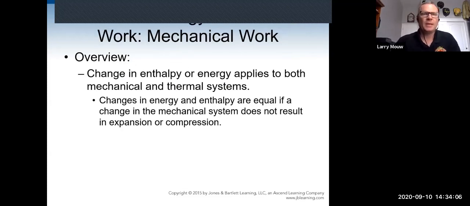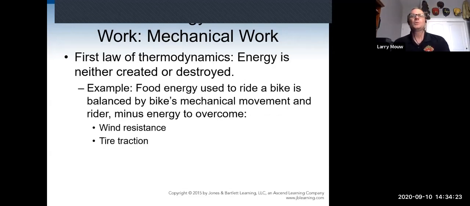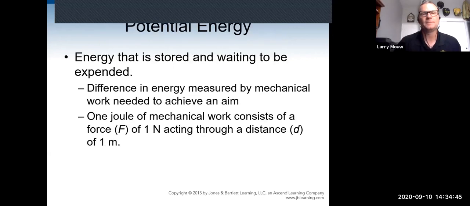Dealing with kinetic energy and mechanical work. The change in enthalpy or energy applies to both mechanical and thermal, being heat-related, systems. Changes in energy and enthalpy are equal if a change in the mechanical system does not result in expansion or compression. So we're dealing with thermodynamics, thermo being heat-related. Energy is neither created nor destroyed. For example, the food energy used to ride a bike is balanced by the bike's mechanical movement and rider, minus the energy to overcome wind resistance or the tire traction. So again, energy is neither created nor destroyed, it's just changing its format.